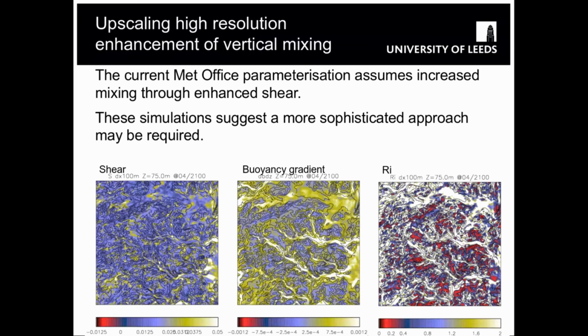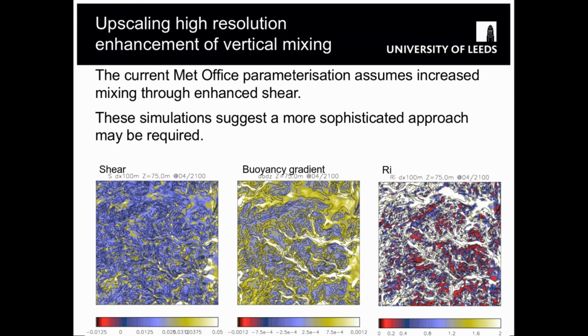So the final thing I wanted to say a little bit about then was this question of upscaling, so including the impacts of these very detailed processes in larger scale models. As a result of these cold pool processes and complex topography, we would expect that there might be enhanced mixing going on compared to over a flat surface, because of this enhanced shear induced by these topographic flows.